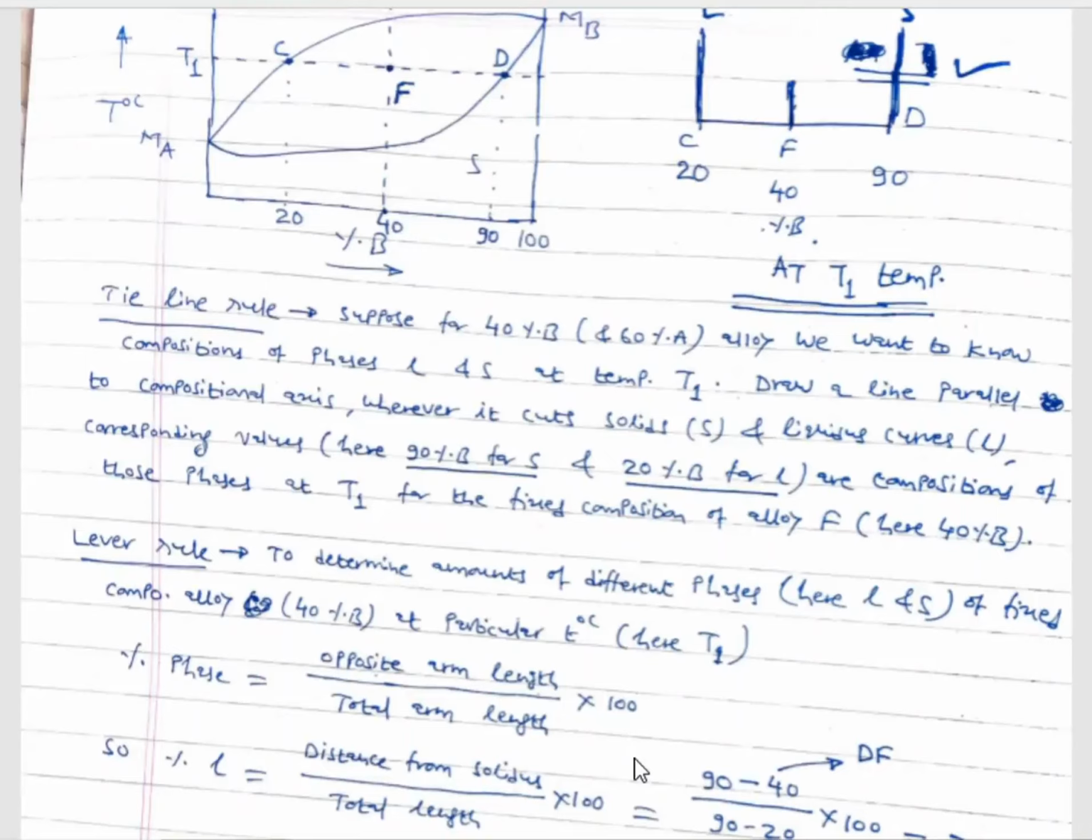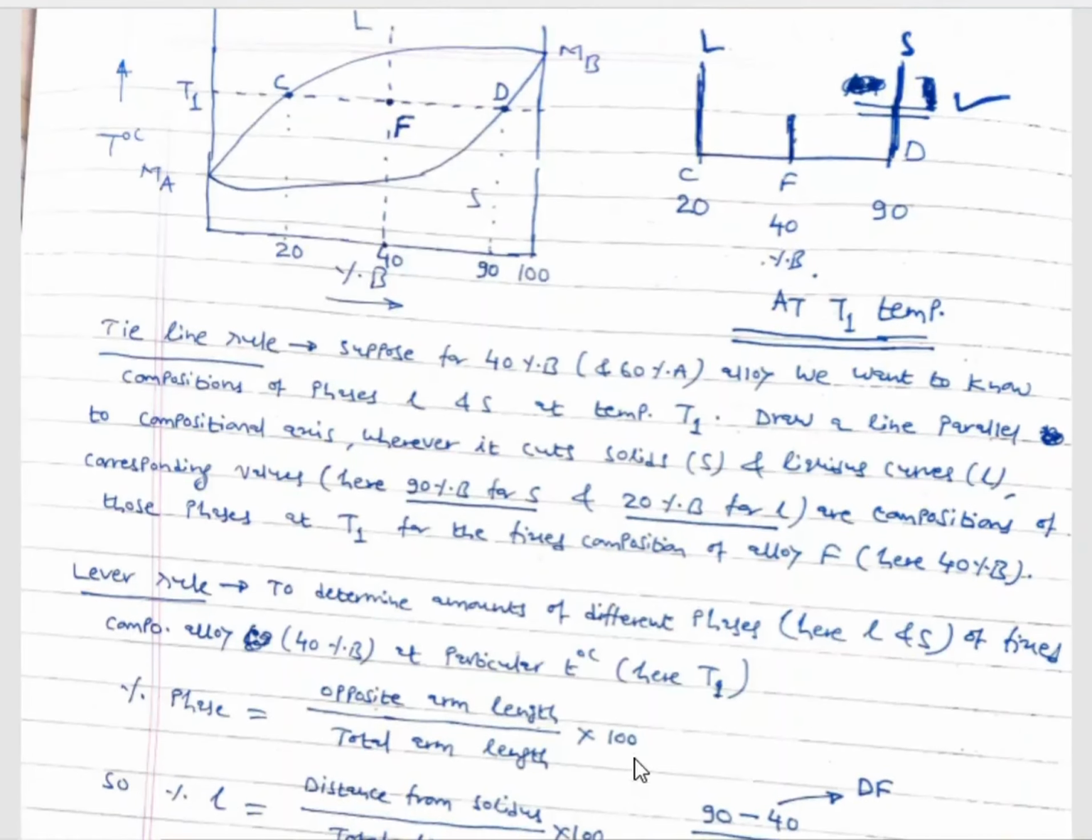See the value of liquid phase composition 20% B and 90% B, the composition of solid phase. However, your overall chemical composition will remain fixed, which is under our study. We are going to make a study about the 40% B alloy.